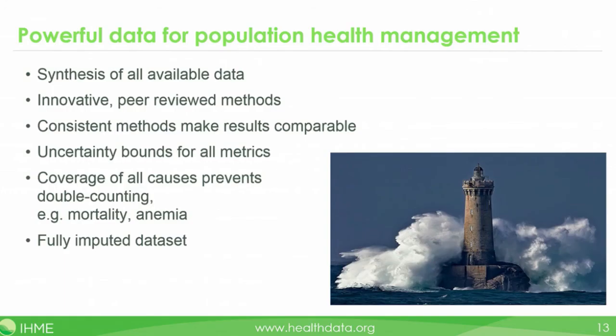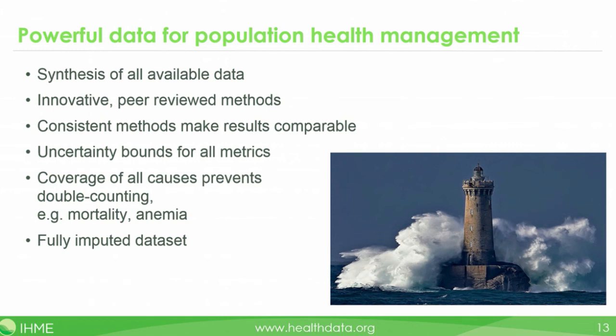We're synthesizing all the latest data on the diseases covered. We're using innovative methods. They're all peer-reviewed, published in journals. We're using consistent methods across all the different diseases and countries to make the results absolutely comparable. For every result we publish, every number I showed you today, there's an uncertainty bound that tells you how consistent the data are, how good the underlying data are. We're covering all causes at once, which is a really important differentiator.